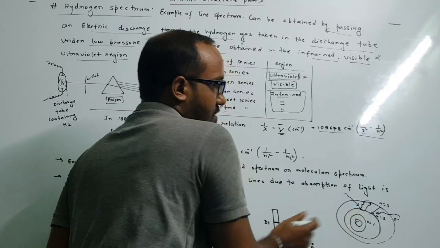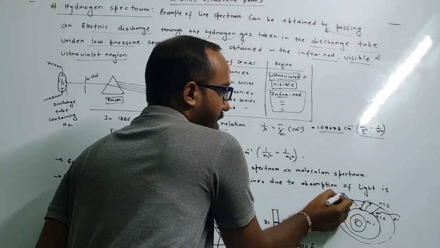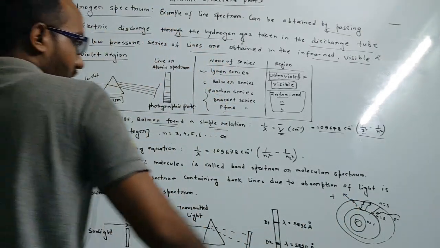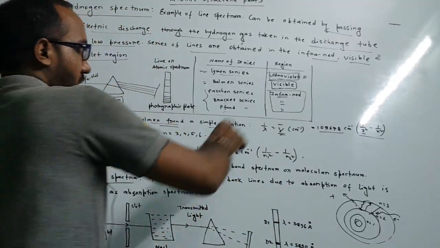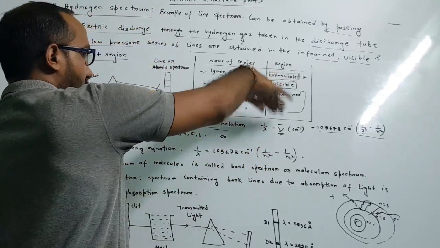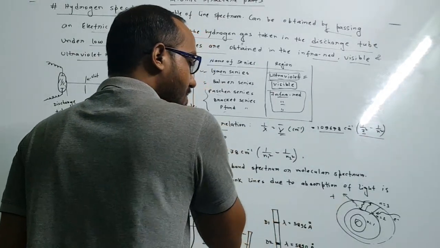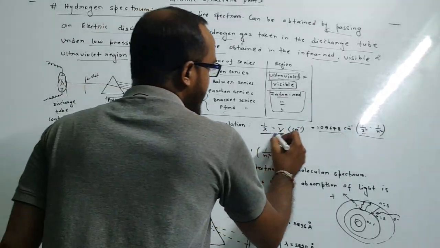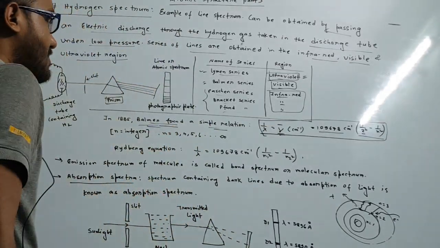When it comes back to its original position, it will release a particular wavelength of light, and that wavelength we see as a color. The colors we are getting, Lyman series, Balmer series, these are all different colors of light we are seeing. That color, or the wavelength, can be found out from this relation. This is an extremely important relation developed by Balmer.